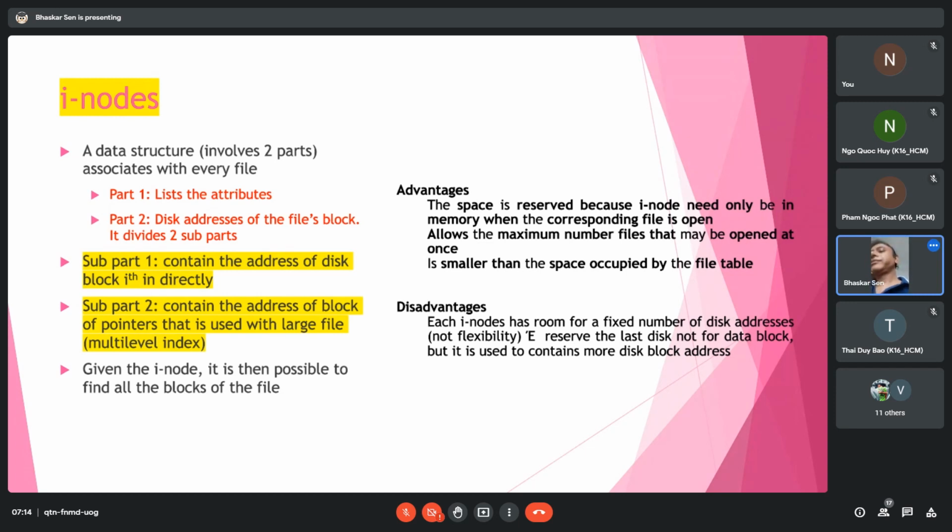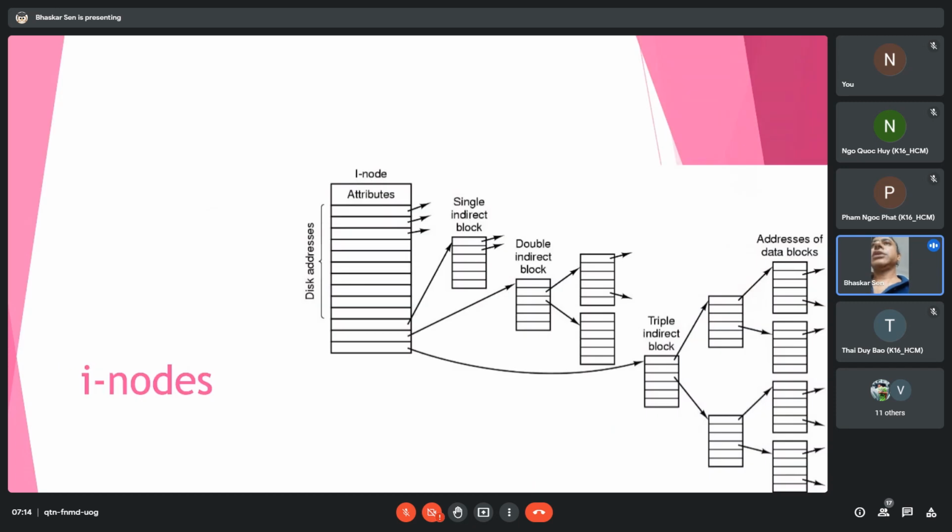In general, there are two ways to do that. The things that you can see have two parts. In fact, it's better to look at the picture. Each file will be associated with a structure, the inode structure. There are two parts. One part stores the file attributes. The other part, as you can see, is a whole bunch of disk addresses.